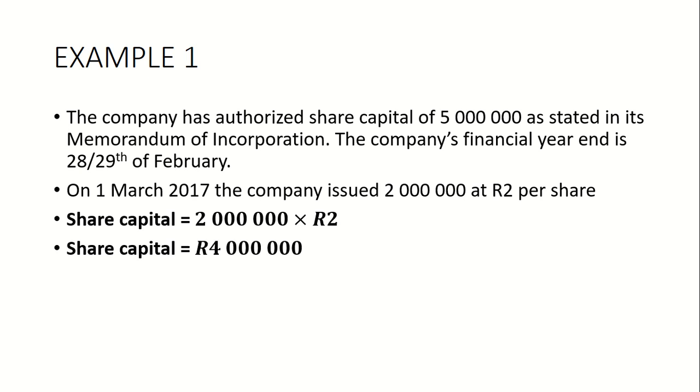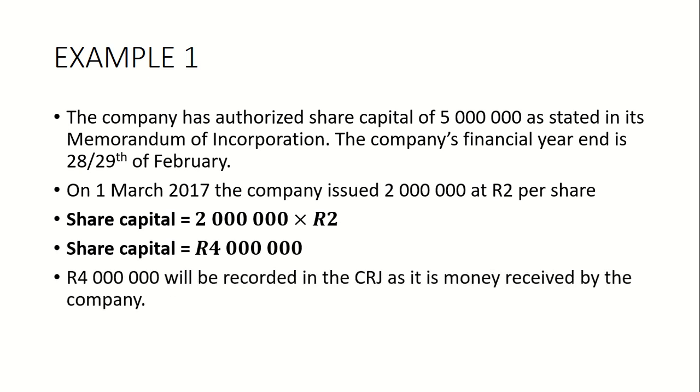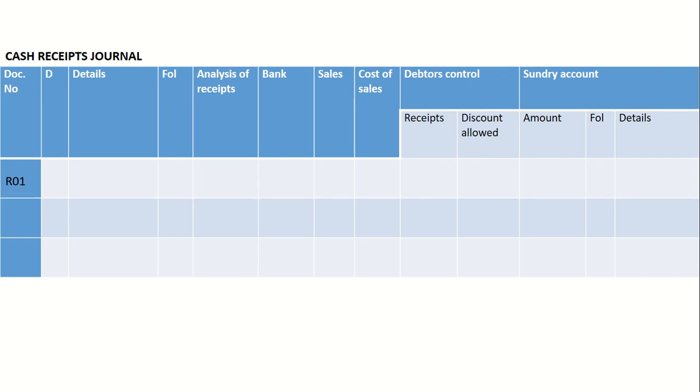So hence we get a share capital of 4 million. 4 million will be recorded in the CRJ. It is money received by the company. And when we record it in the CRJ, the name details will be shareholders, analysis of receipts will be 4 million, bank will be 4 million, and sundry accounts will be 4 million. The account that is affected will be what we refer to as ordinary share capital.